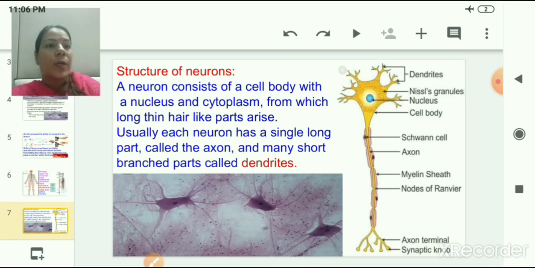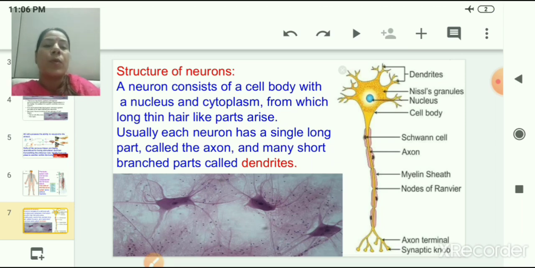The end part of this axon is the axon terminal, which has a very highly active part known as the synaptic node. So the two end parts of the entire neuron, that is dendrites and synaptic node, are very highly active in transmitting nerve impulses from one neuron to another neuron.